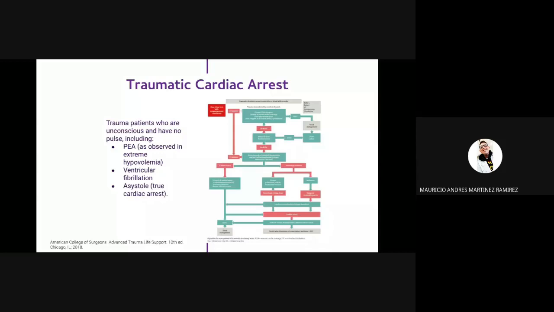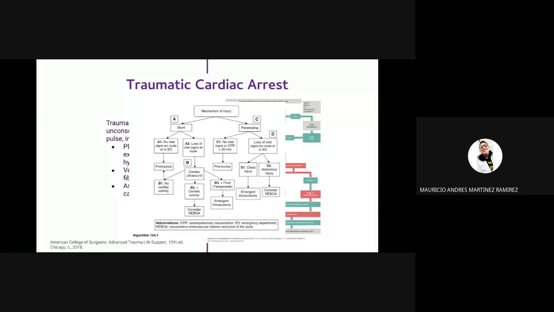Here in this other algorithm, we have the approach to traumatic cardiac arrest depending on the mechanism of injury. If you have a patient with blunt injury and no vital signs en route or in the emergency department, we must pronounce death. If the patient lost vital signs en route, a cardiac ultrasound or EKG must be performed. If the cardiac ultrasound shows no cardiac activity, we must pronounce death. If the ultrasound shows positive cardiac activity, we must consider resuscitative endovascular balloon occlusion of the aorta. And if the ultrasound is positive for fluid, such as tamponade, we must perform an emergency thoracotomy.